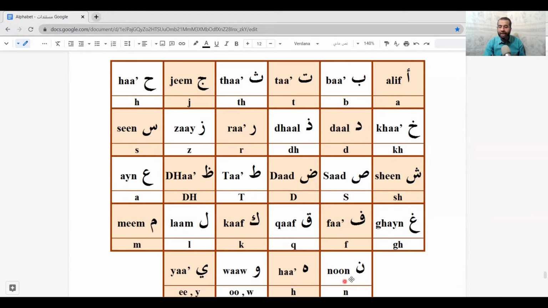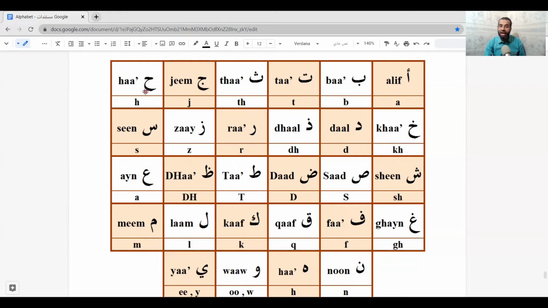Noon can look like them when it is in the middle or when it's in the beginning. But when it is separate, it goes deeper, or when it comes at the end, it goes deeper. Also when it is in the beginning or in the middle, it can look like them.